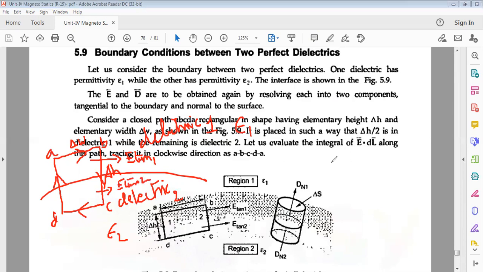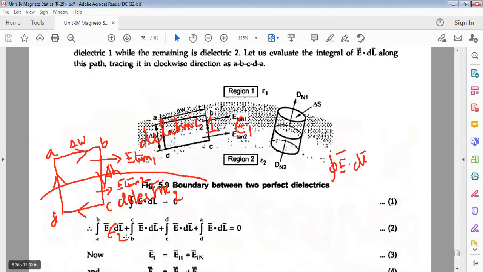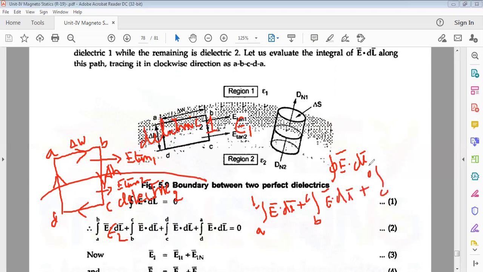Okay, my dear students. Now again, the closed integral of E bar dot dl bar is equal to the four integrals: A to B, E bar dot dl bar, plus B to C, E bar dot dl bar, plus C to D, E bar dot dl bar, plus D to A, E bar dot dl bar, is equal to 0.